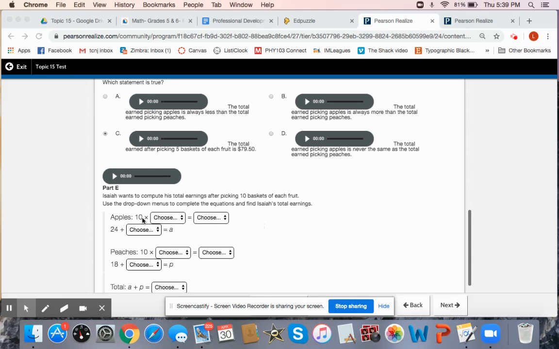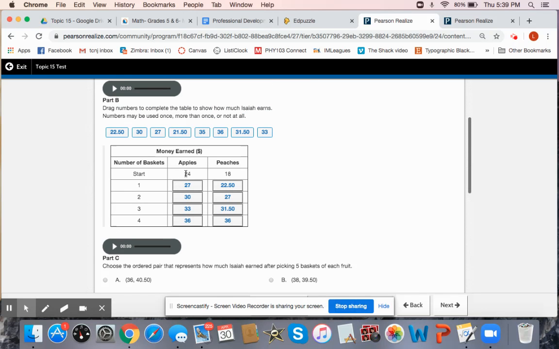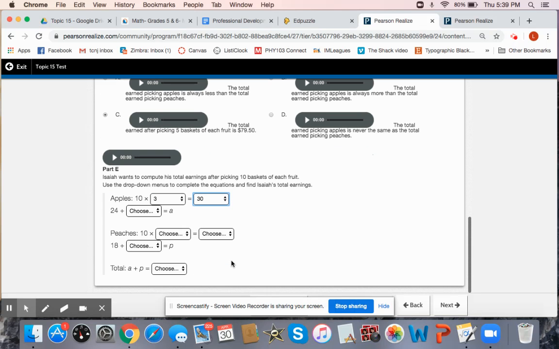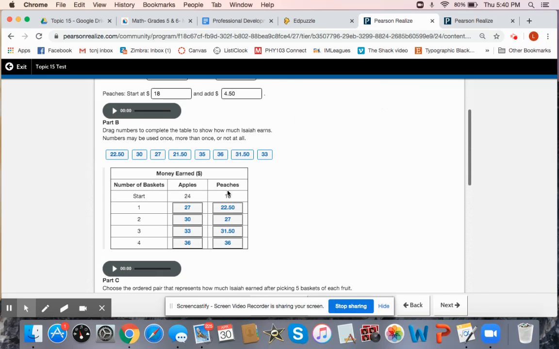So if you want to get 10 baskets of apples, well, we know each basket is $3. So 10 baskets, $3 each would be $30. And then what we can do, we can add that $30 to the already $24 made for apples. So 24 plus 30. That would give us A. Peaches, 10 baskets. We know that they're $4.50 each. So 10 baskets, $4.50 each would be $45. And we'd add that 45 to the $18 already made on peaches.